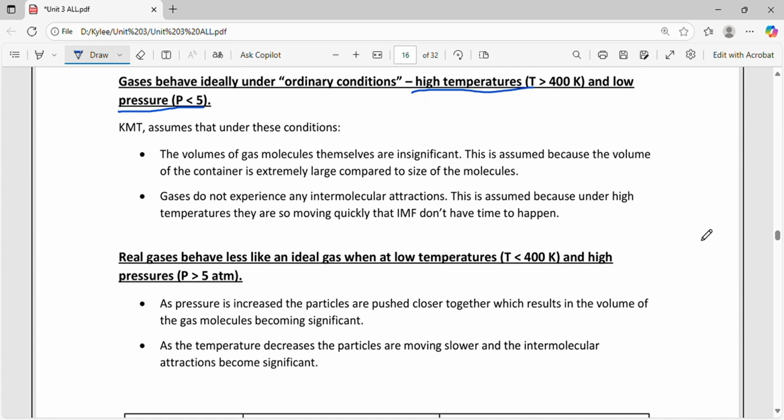So gases behave less ideally and more like what we would call a real gas at low temperatures and high pressures. As pressures increase, the particles are pushed closer together, which results in the volume of the gases being more significant. We can no longer ignore the volume of the gas itself. And as temperature decreases, the particles are moving slower, and that allows IMFs to happen. We have two competing models, one where we can ignore IMFs and the volume of the gas, that's what we call ideal behavior, and one where we can't ignore those, and that's what we call a real gas.